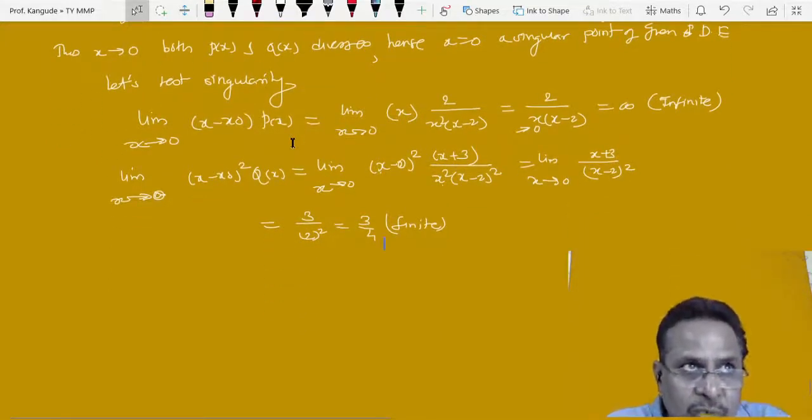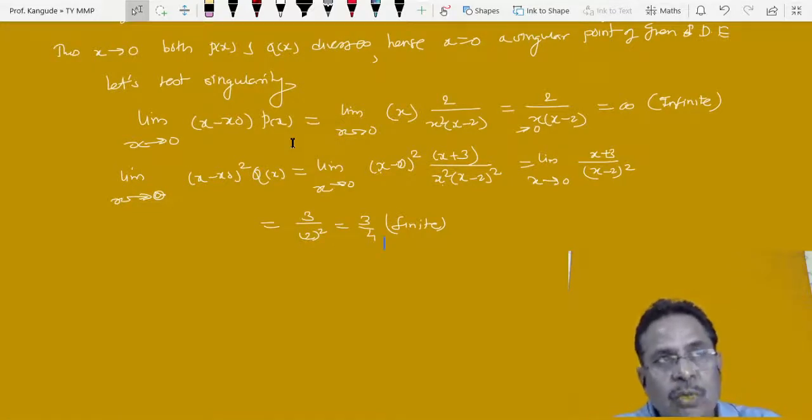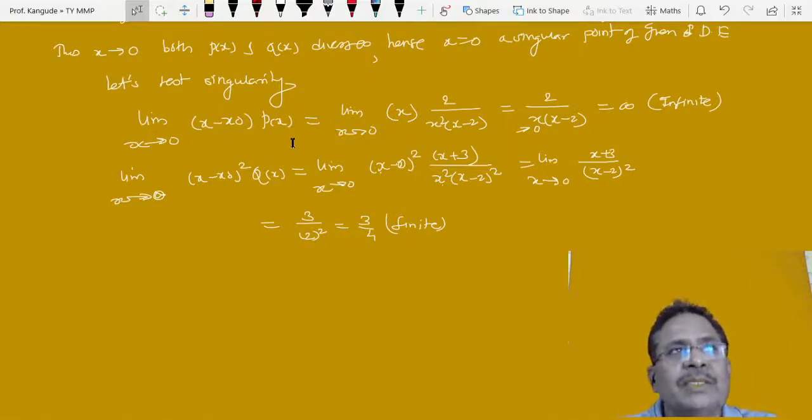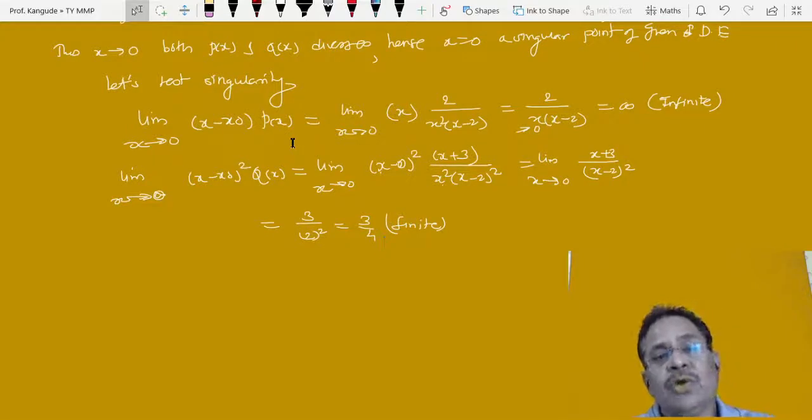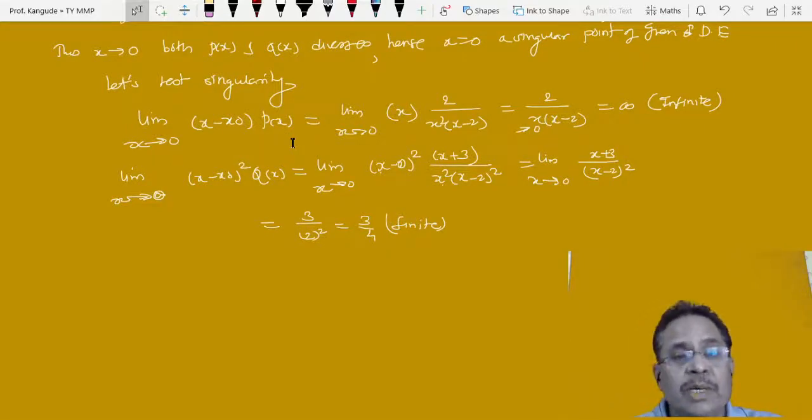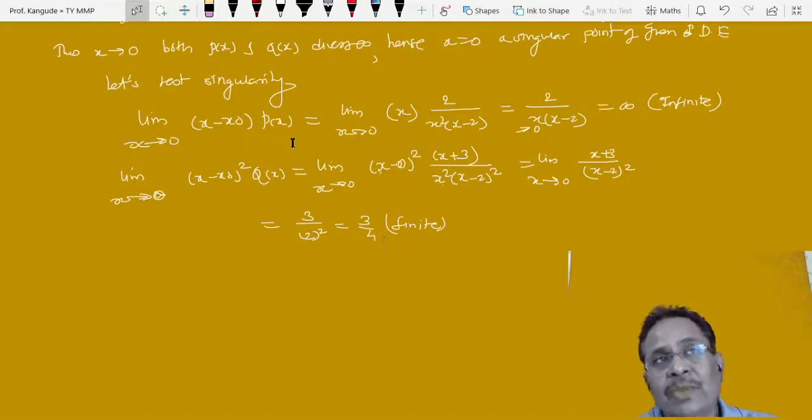As per our condition, I need to have x minus x0 into p of x finite, as well as x minus x0 square into q of x finite. Then and only then is the given point called a regular singular point. But here, x minus x0 square into q of x remains finite, but x minus x0 into p of x does not. It is not AND, it is just OR: if either of these becomes infinite, then such a point is said to be an irregular singular point.